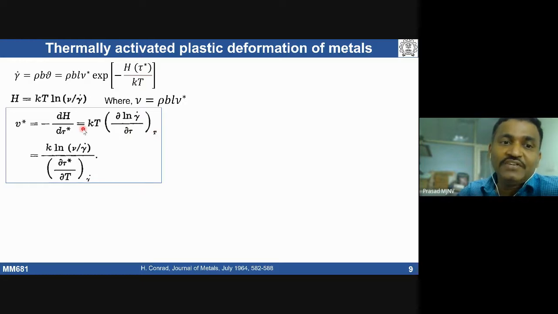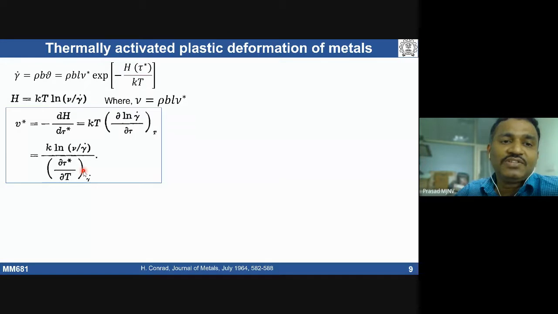That's one case. If we assume strain rate is constant, then taking the partial derivative, dH by d tau will give you this. So there are two things. In the case of constant temperature, the activation volume is KT times d ln gamma dot by d tau. If I do the test at constant strain rate, then temperature is varying as a function of stress, so as a function of temperature the stress is also going to vary. If we take the derivative as a function of stress, we get this.